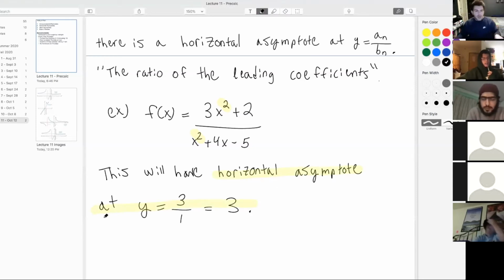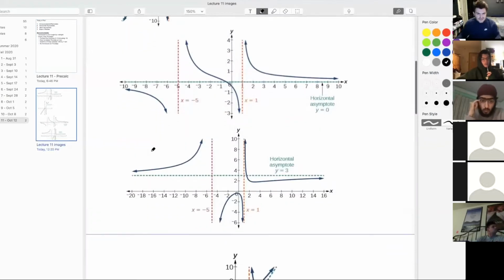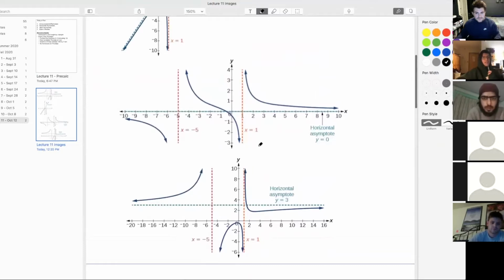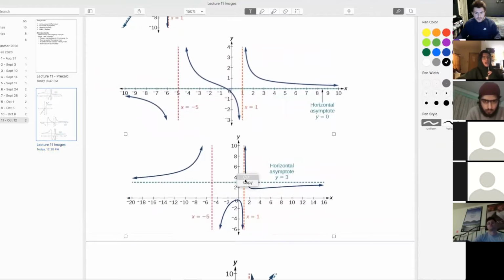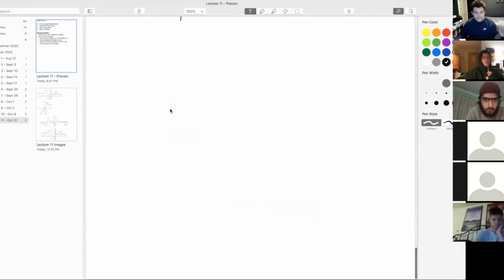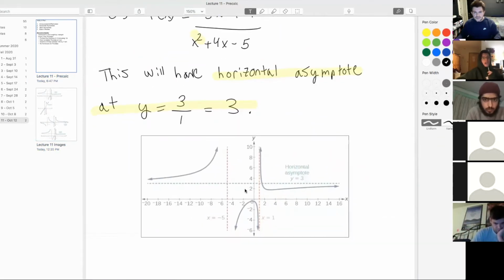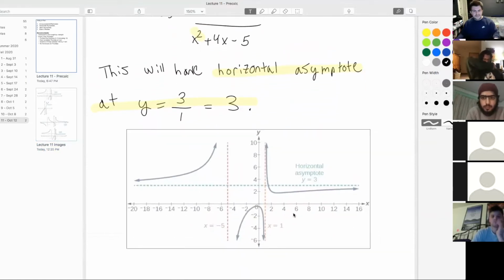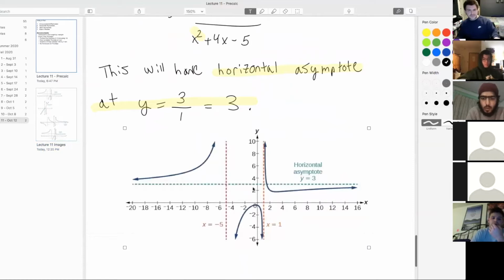Very good. I do have an image for this, apparently. Okay, I guess this is it. This is the same picture from before, but look, you can see we do in fact have the horizontal asymptote at y equals 3. We got this behavior going on out here. We're approaching the y equals 3 line, and also we're approaching it over here.